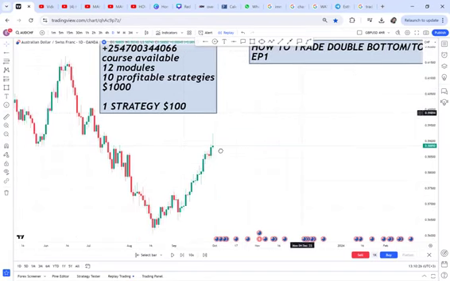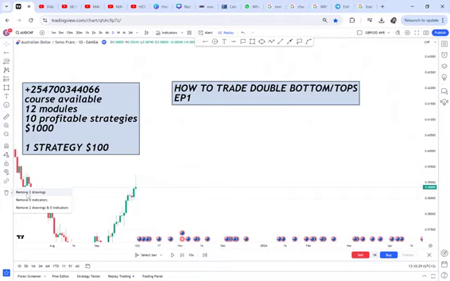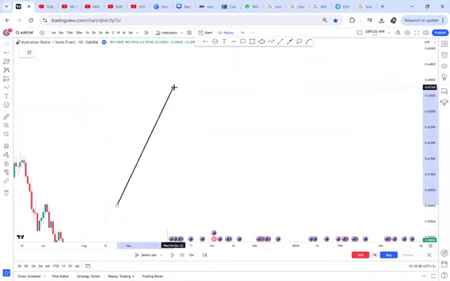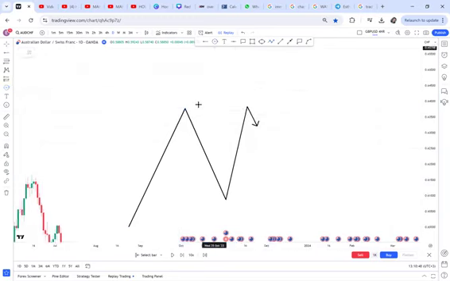So we are doing the double tops in this episode. This is episode 1. Basically, a double top means when the market creates a resistance, then the sellers take over, then buyers come again and they are unable to do what? To break that resistance.